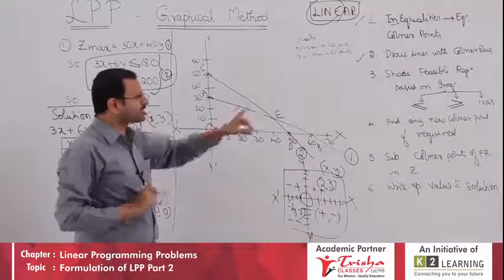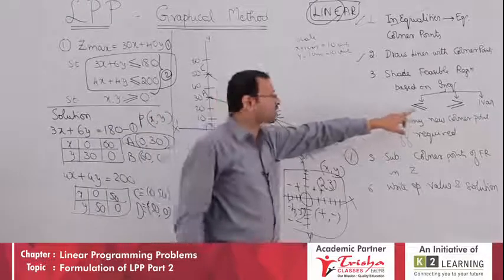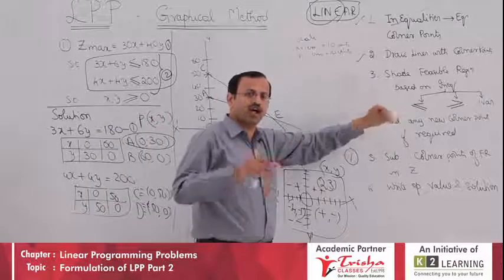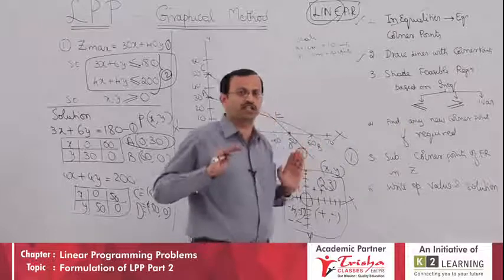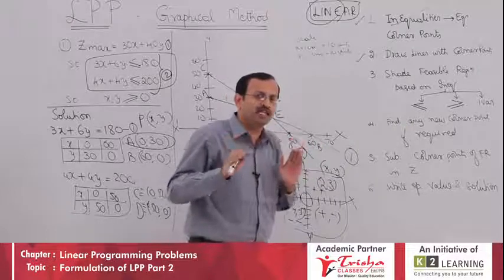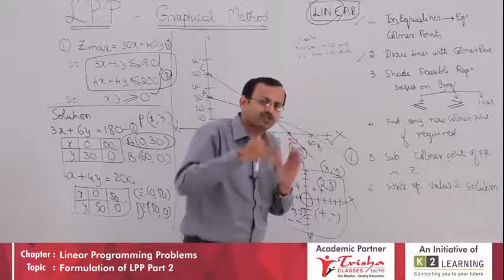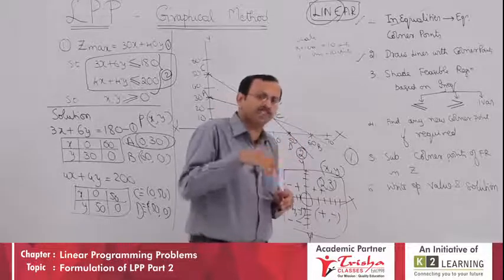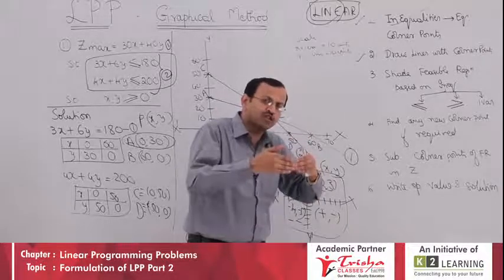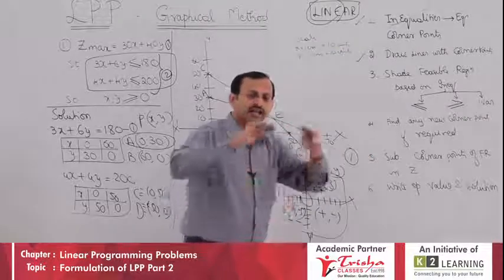Now, this is very important, please make a note: whenever you have less than, you have to shade towards the origin. Whenever you have less than, the shading area comes towards the origin. Whenever it is greater than, the shading area goes beyond the origin, or against the origin.